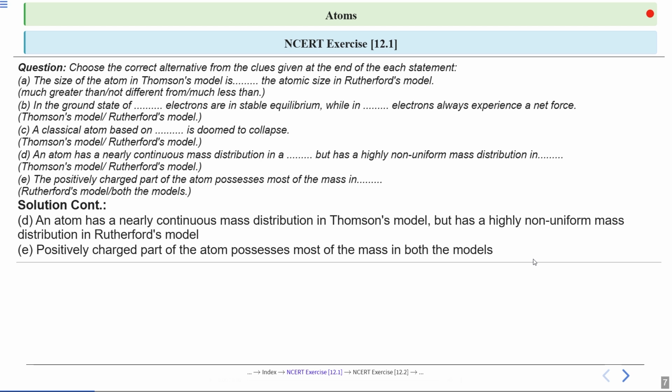Finally, let's look at part E. In both Thomson's and Rutherford's model, the positively charged part of the atom holds most of the mass. In Thomson's model, the positive charge is spread throughout the atom, while in Rutherford's model, it's all packed into the nucleus. This means that regardless of the model, the positive component is always much heavier than the electrons.